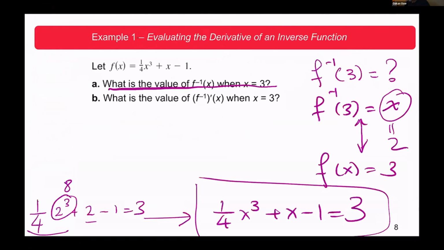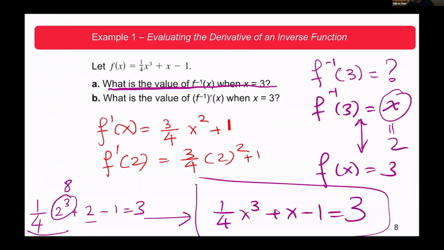Well, f of x is 1/4 x cubed plus x minus 1. So I need f prime of x, right? f prime of x equals what? 3 over 4 x squared plus 1. That's using the power rule. And I need f prime at 2. So 3 over 4 times 2 squared plus 1. Well, 2 squared is 4, and the 4 cancels this. So it takes you to 3 times 1 plus 1, which is equal to 4.